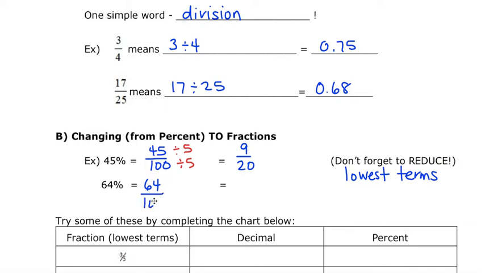For the next one, we have 64. 64% is the same as 64/100. We're also going to put that into lowest terms, and we can do that by dividing by 4. So we're dividing both our numerator and our denominator by 4. And that gives us 16/25.